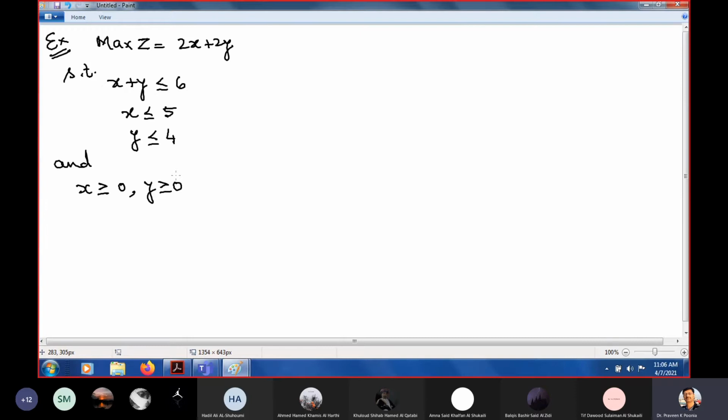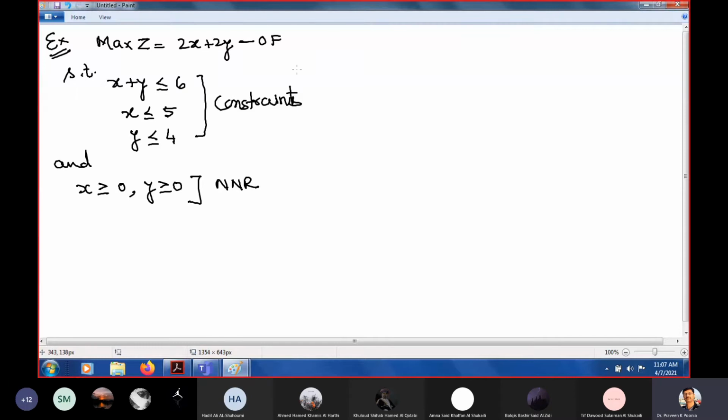So the question is same to same. There is no change in the question. This is the objective function. These three are the constraints, and this is the non-negative restrictions. The question is same. There is no change in question.